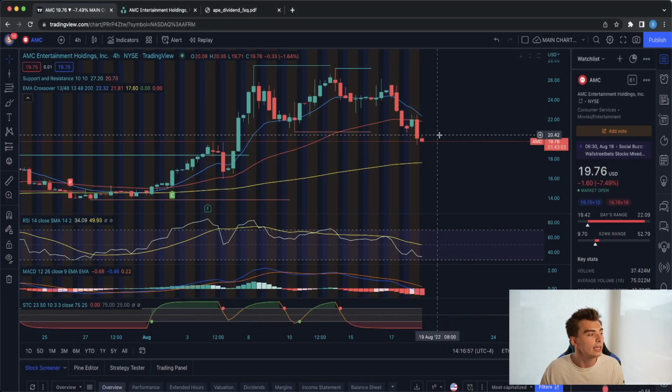So let's get right into the charts here. The first thing that we need to talk about is what AMC is looking like on this 4-hour time frame. This is the time frame that we've been looking at a lot, and it's been a really solid indication of where we're going to head over the next couple of trading days.